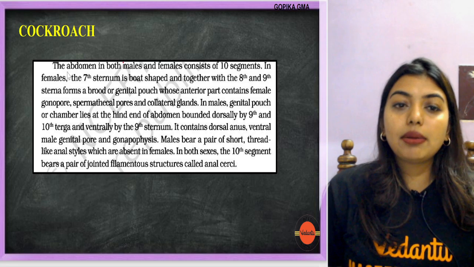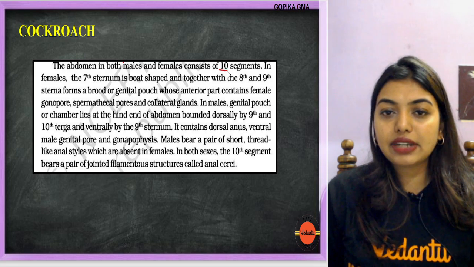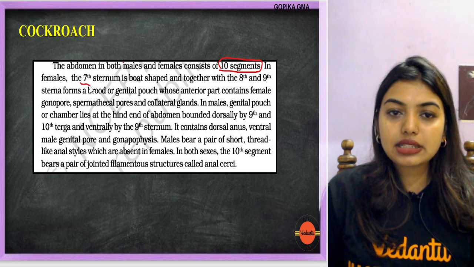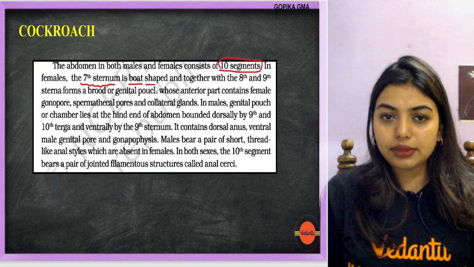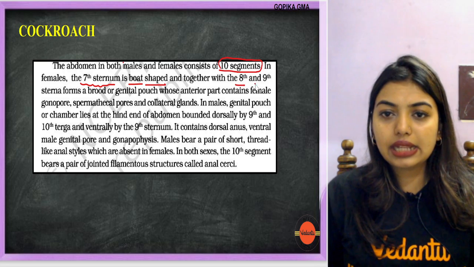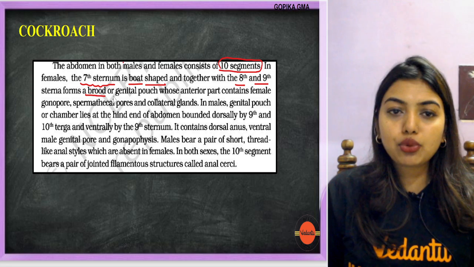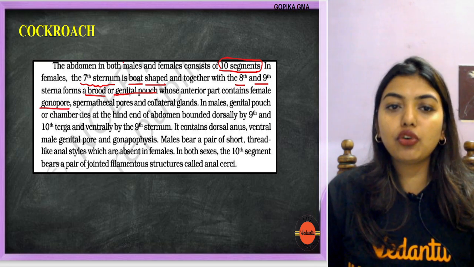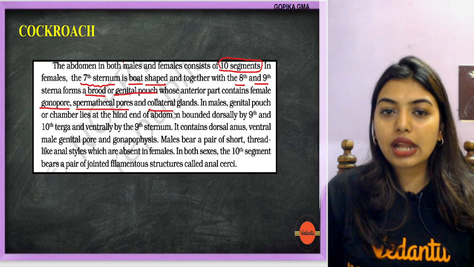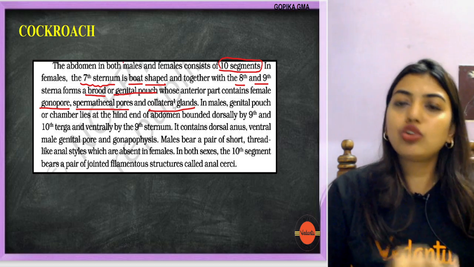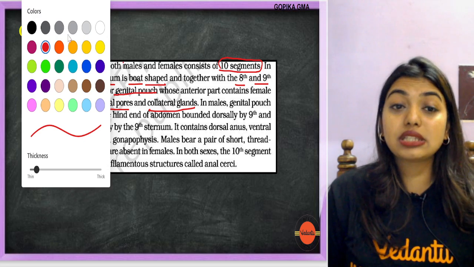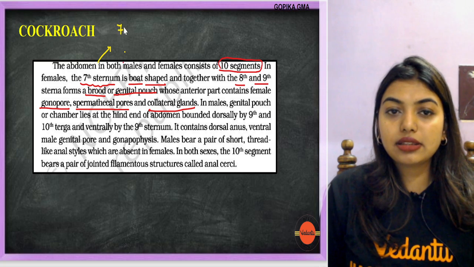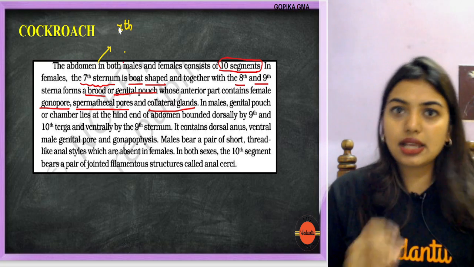So look here, students. Remember, the abdomen in both males and females has 10 segments. How many? 10 segments. In females, the 7th sternum is boat shaped, and together with the 8th and 9th sterna forms a brood or genital pouch whose anterior part contains female gonophore, spermathecal pores and collateral glands. Collateral glands, gonophore, everything, don't take tension, but the numbers are very important. They are telling 7th sterna, and that 10 segments are there.